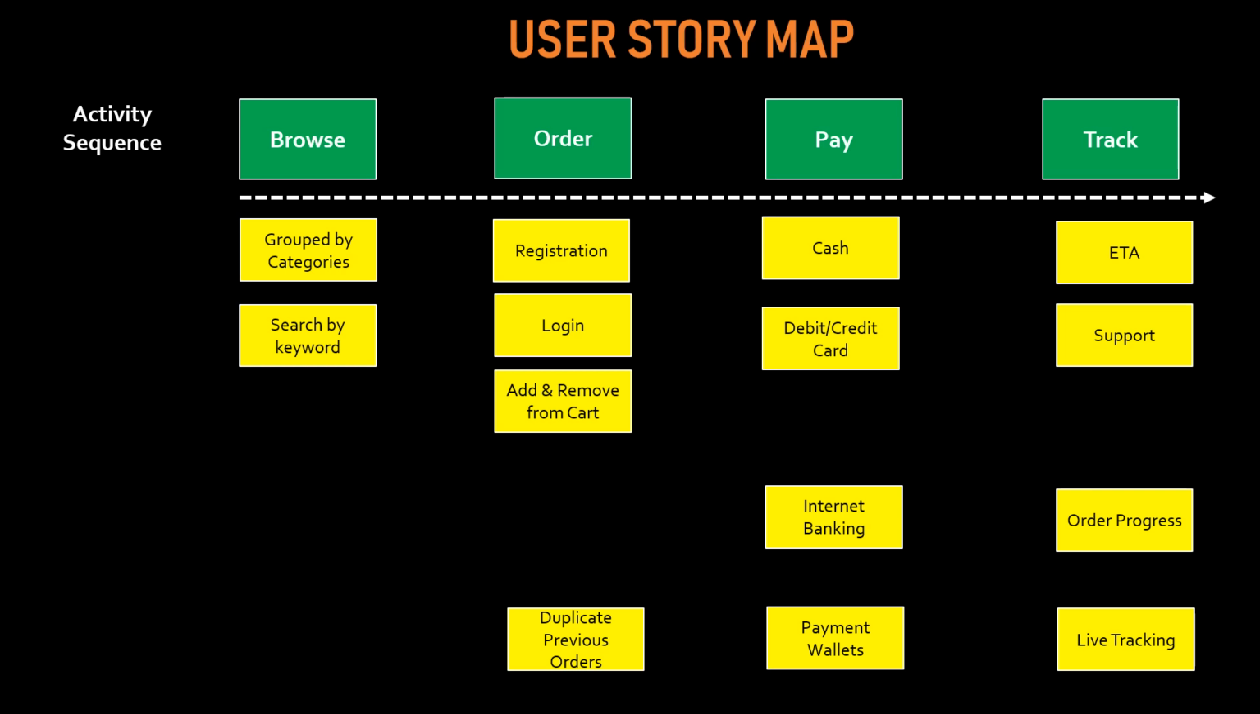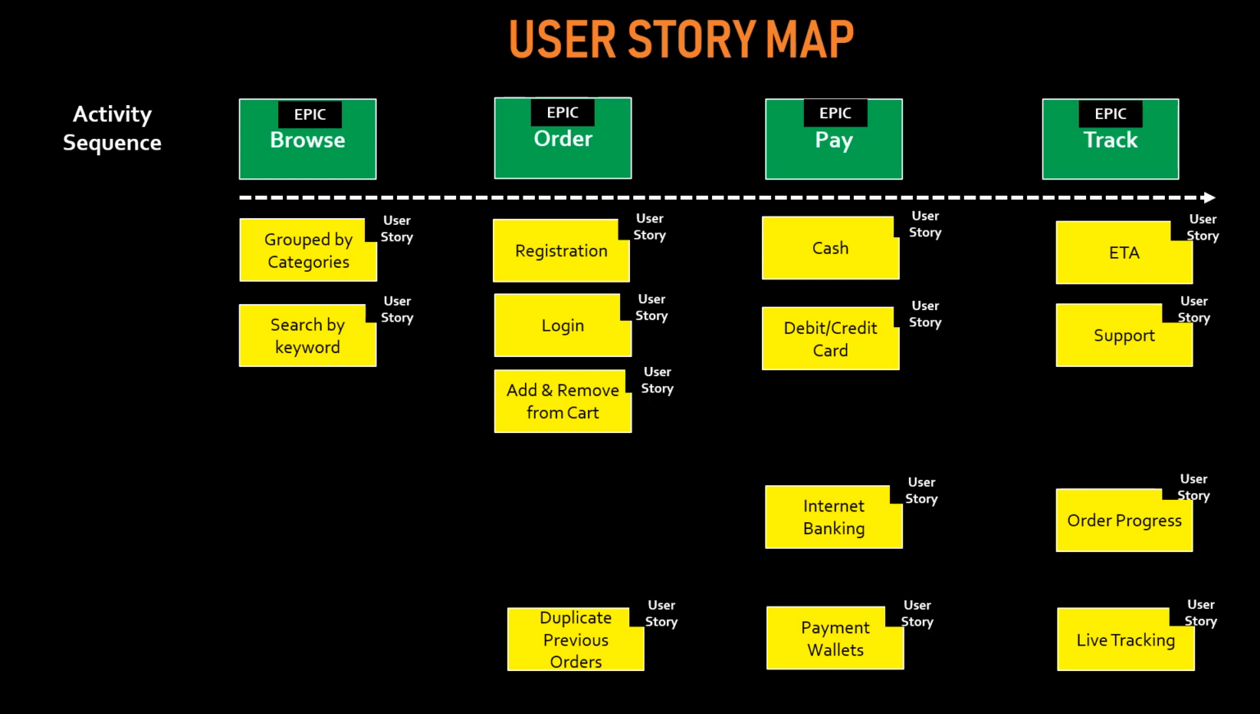So these are the activities and these are the tasks which the customers would be doing. So if you're going to fit this into an agile methodology, all the activities, the browse, order, pay, and track would become your epics, and all the tasks would become your user stories, and all the user stories will be tagged accordingly to the epics.